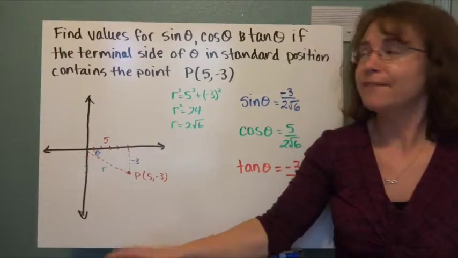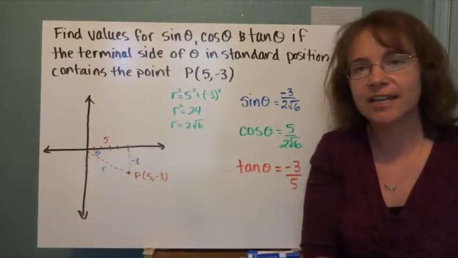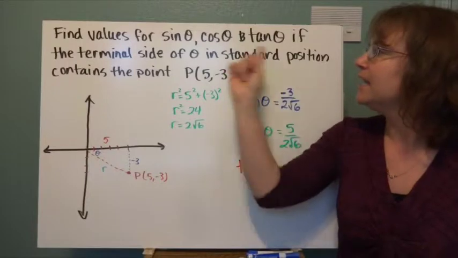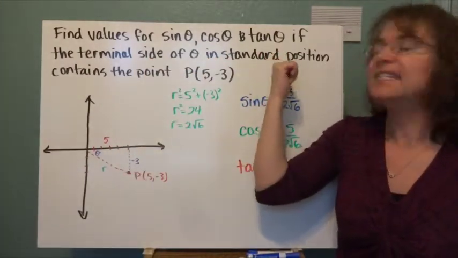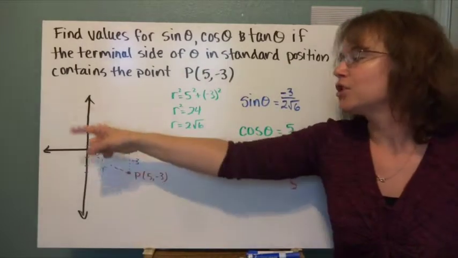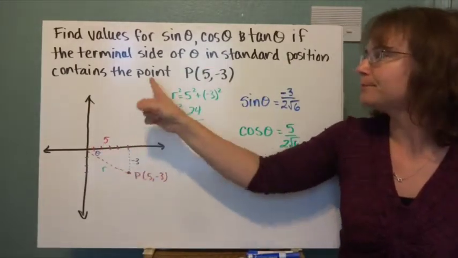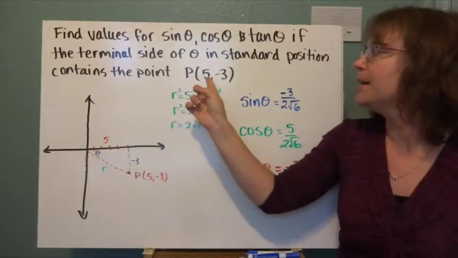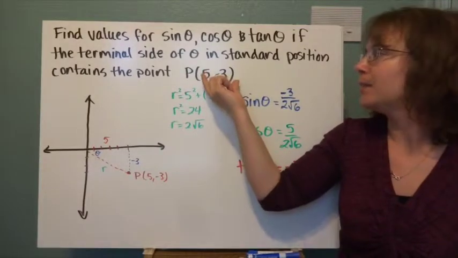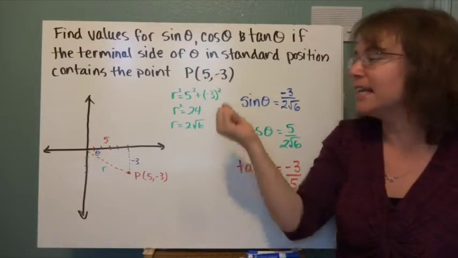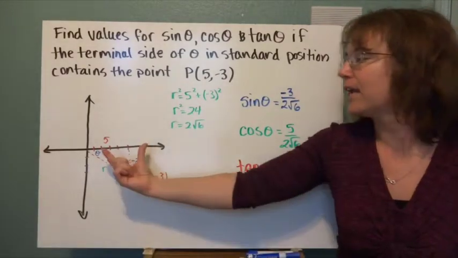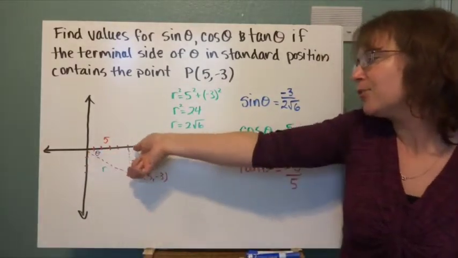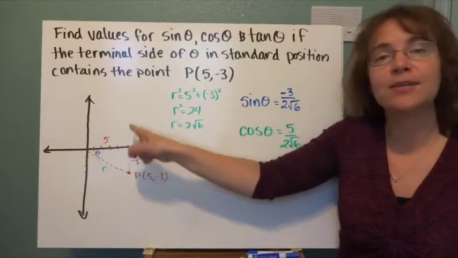So if we want to find values for sine of theta, cosine of theta, and tangent of theta, if the terminal side of our angle theta is in standard position, which means it just goes counterclockwise, and contains the point P, our point P is going to be (5, -3). So first I'm going to plot the point (5, -3): 5 on the x-axis, 3 on the y-axis, and I'm going down here.